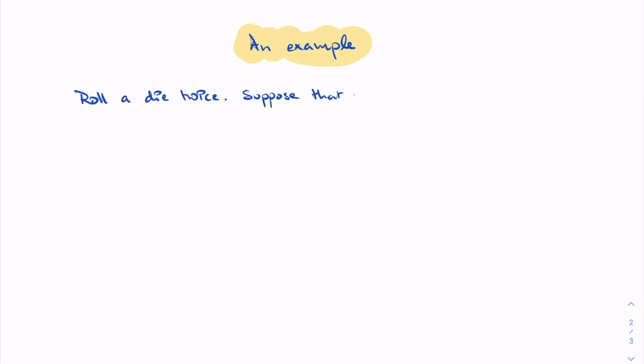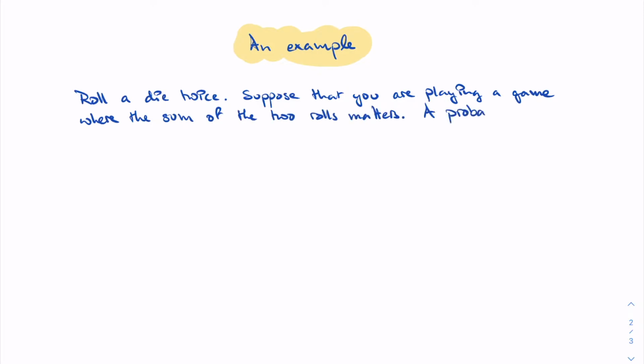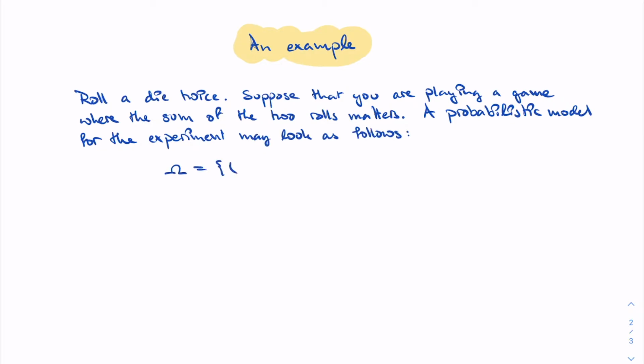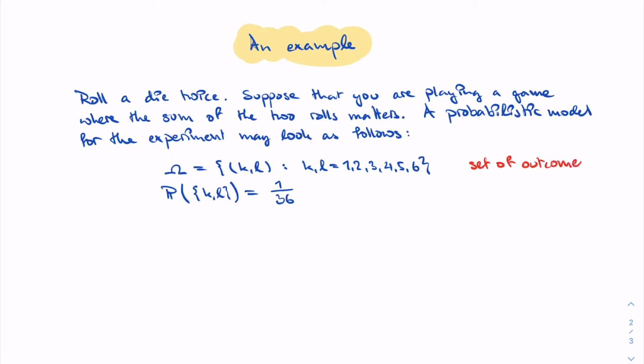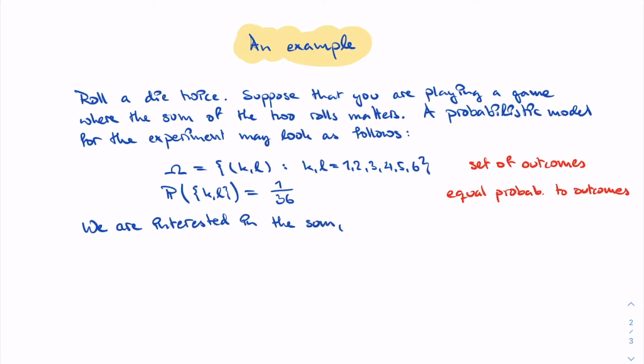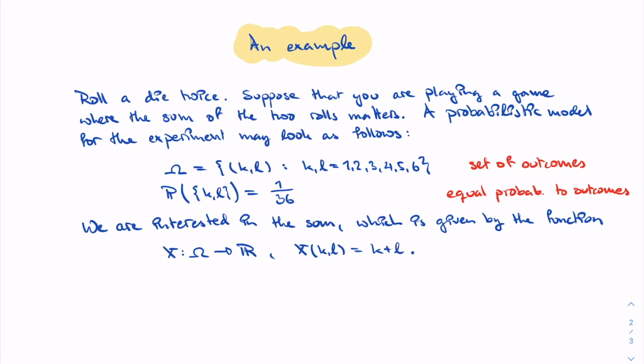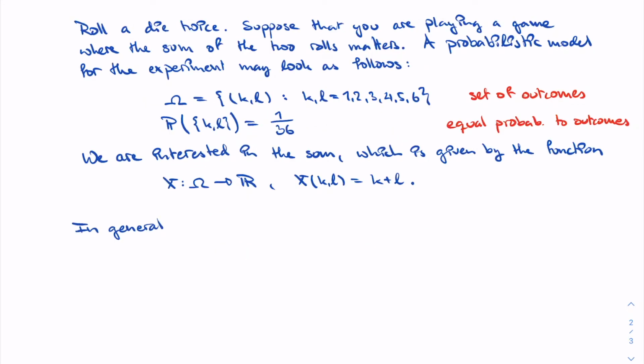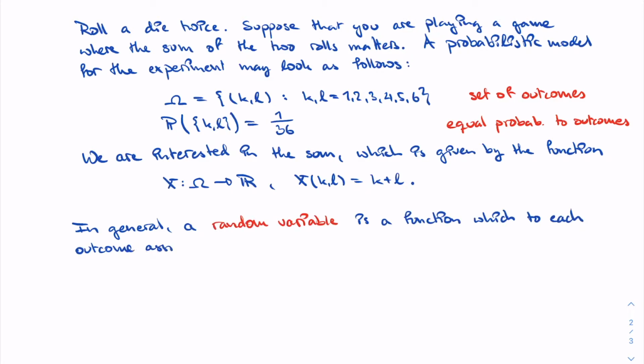Roll a die twice. Suppose that you're playing a game where the sum of the two rolls matters. A probabilistic model for the experiment may look as follows. The set of outcomes are simply the pairs of integers from 1 to 6, and each outcome has equal probability. We're interested in the sum, which is given by a function X of the outcome. In general, a random variable is a function which to each outcome assigns a real number.